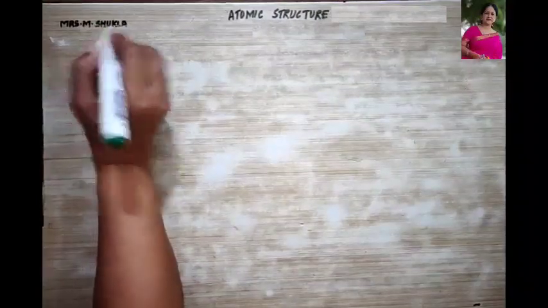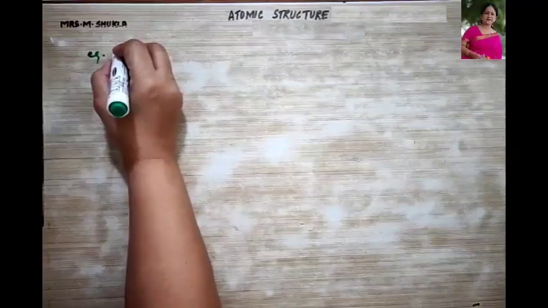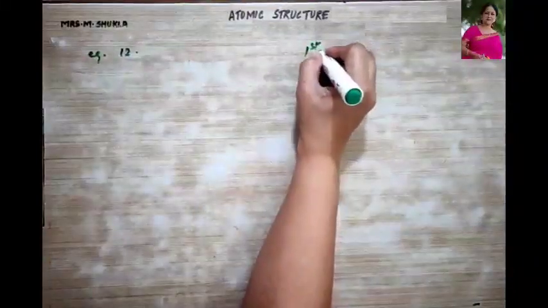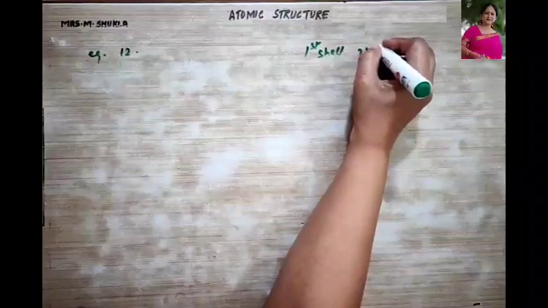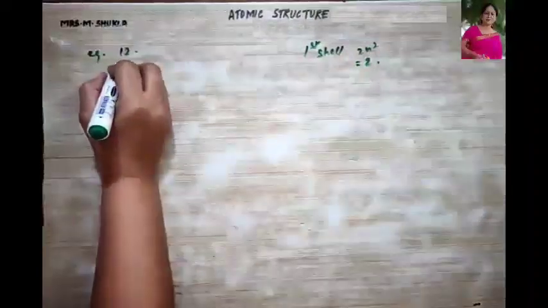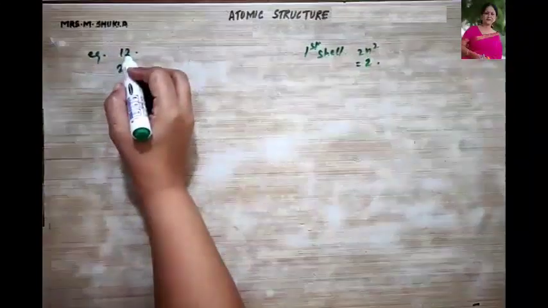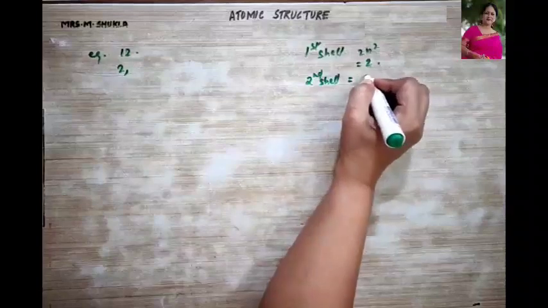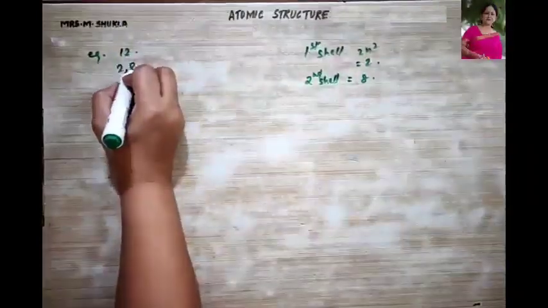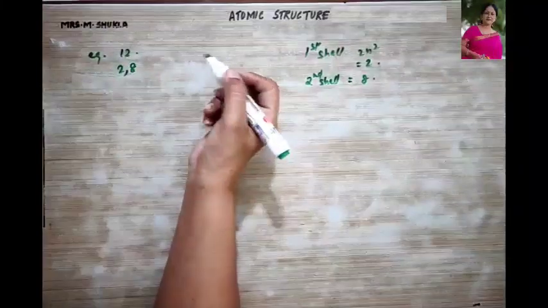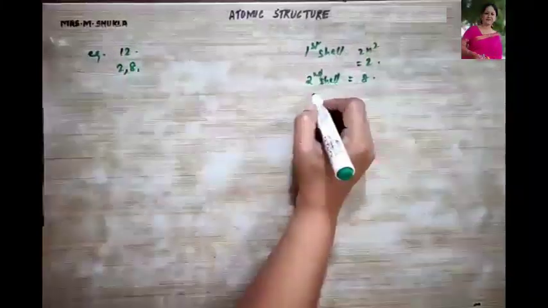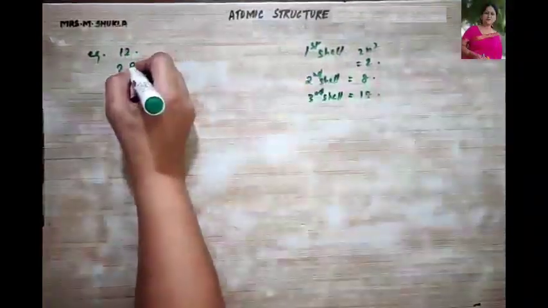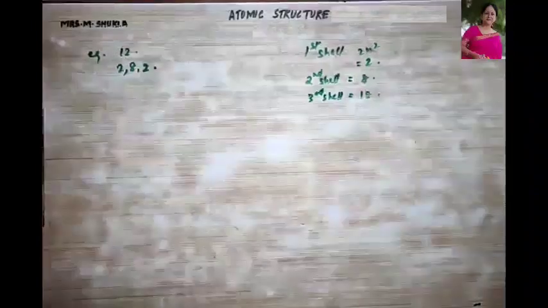Let's take an example of atomic number, say 12. So let's configure. First shell, according to the formula 2n square, should contain 2 electrons. So 2 electrons gone there. Now how many electrons are left? 10 electrons are left. Second shell, according to this formula, should have 8 electrons. Out of 10, 8 go in the second shell. How many are left? Third shell contains how many? 18 electrons, but there are only 2 left, so that will go to the third shell.